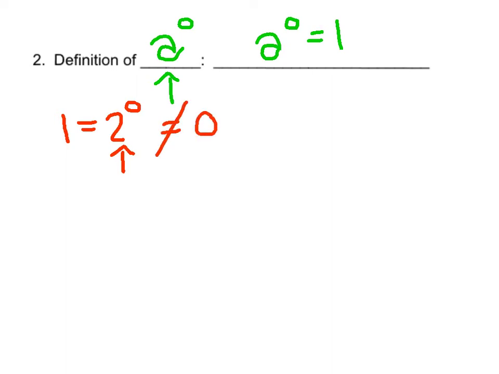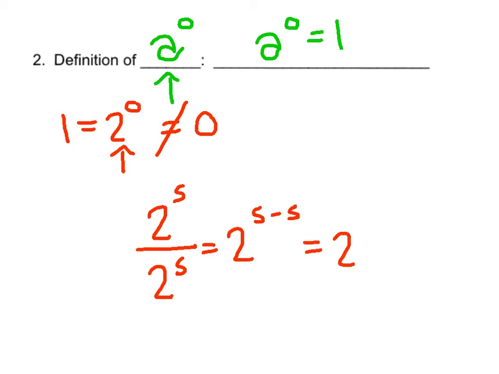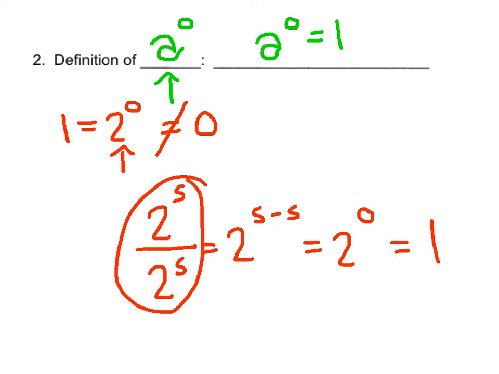To prove this, let's say we have the following example. Please write this example in the example box. If you have 2 raised to the power of 5 over 2 raised to the power of 5, when we simplify this using the rules of division, we simply subtract those exponents, and that equals 2 to the power of 0. Obviously, this whole thing does not equal 0. This equals 1. So anything raised to the power of 0 is equal to 1, for any non-zero real number.